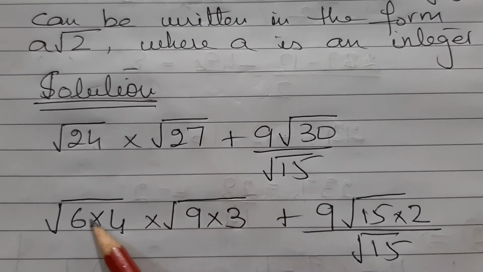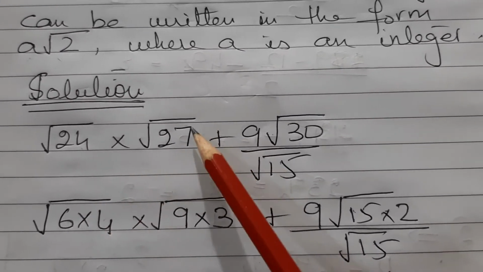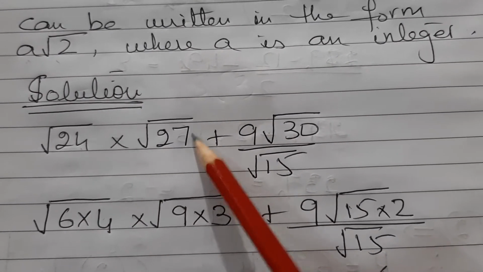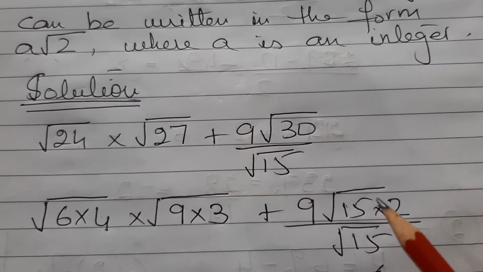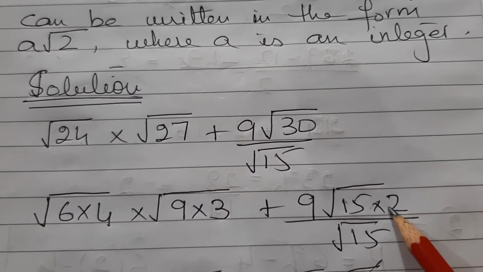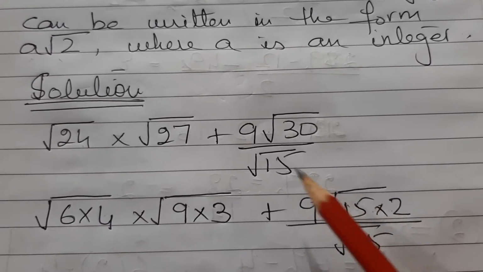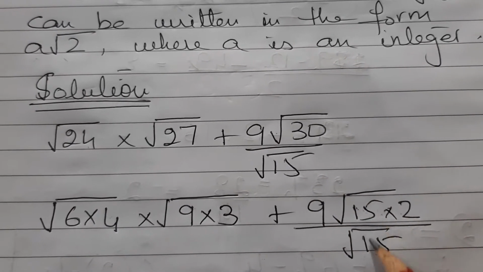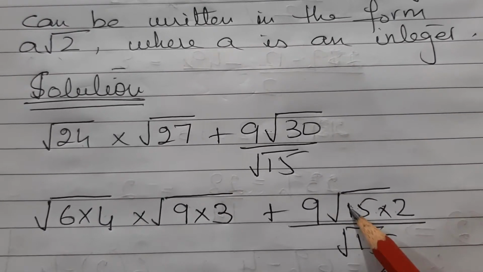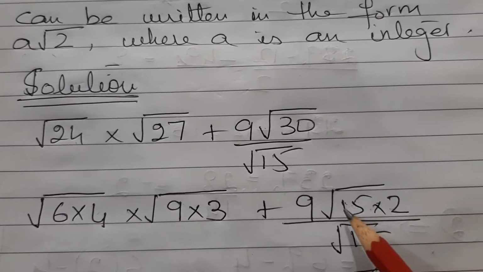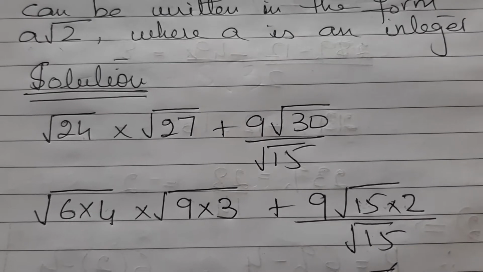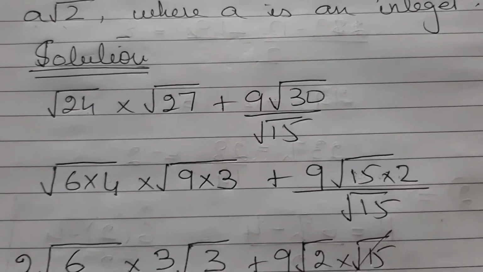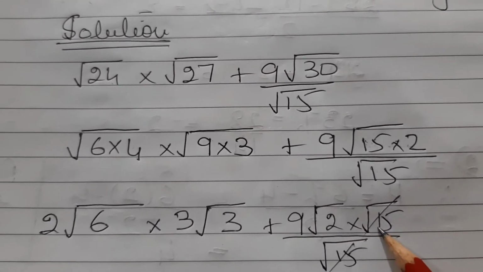24 can be written as 6 times 4. 27 can be written as 9 times 3. 30 can be written as 15 times 2. Okay, so we don't need to apply rationalizing the denominator. We can cancel this out because all these terms are multiplying. And root 15 times 2 can be written as root 15 times root 2, which I have shown you here.